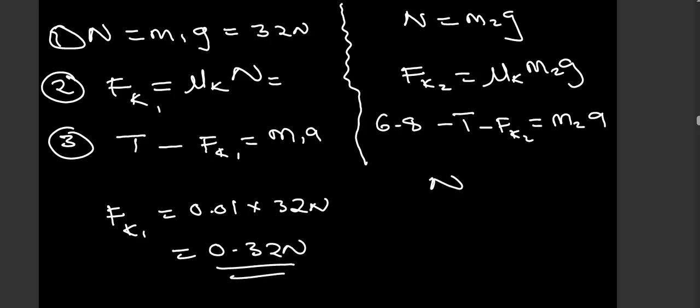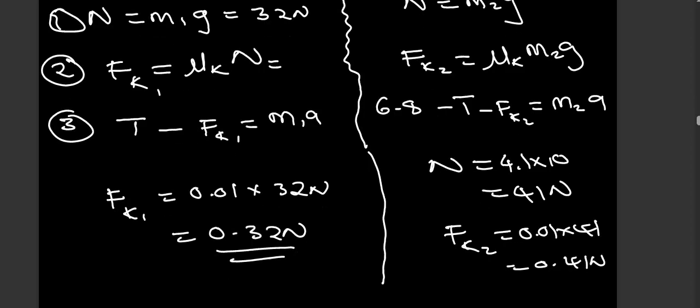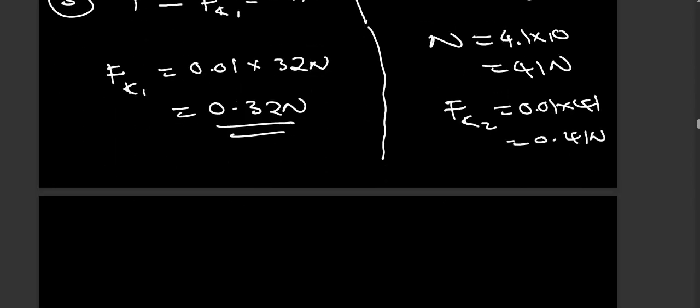This side, the normal force was what? Let's try doing them at the same time. Normal force will be the 4.1 by 10. I'm using G as 10. This will just be 41 newtons, meaning our FK2 is equal to 0.01 times 41. This will be 0.41 newtons. So I hope this is what you're getting on your calculators.